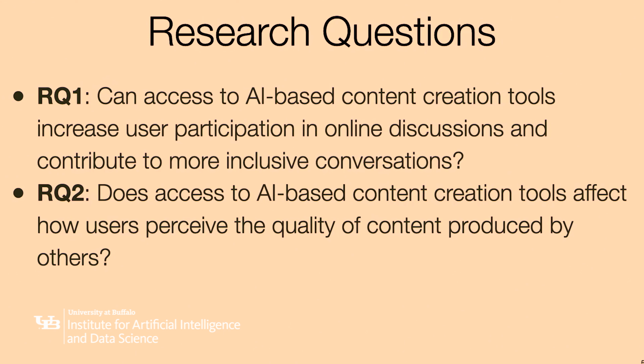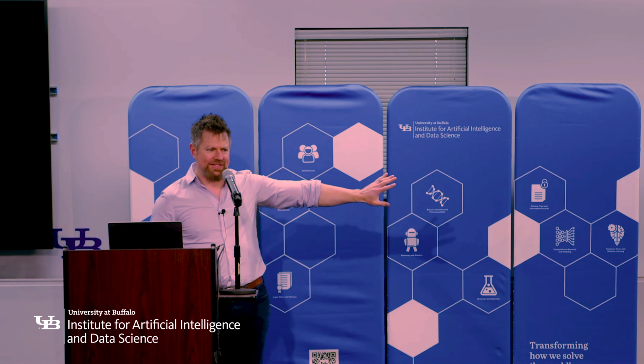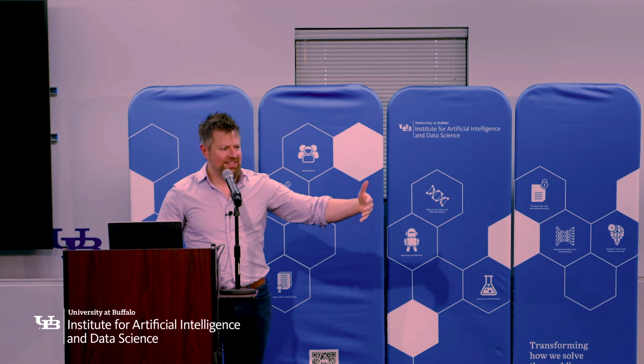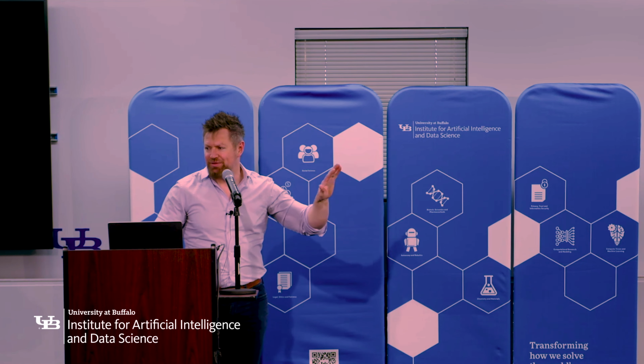But first, how do people access these tools to increase their participation? So if they have access to that chatbot, does that mean they're actually going to write more, engage more, or comment more? And the second, if they have that access, what do other people think? They don't know if someone's written that comment with AI.